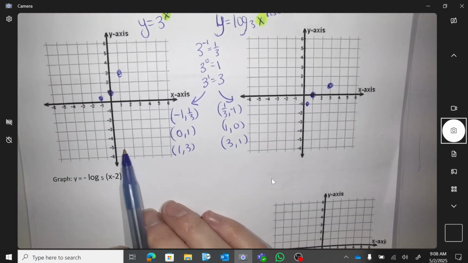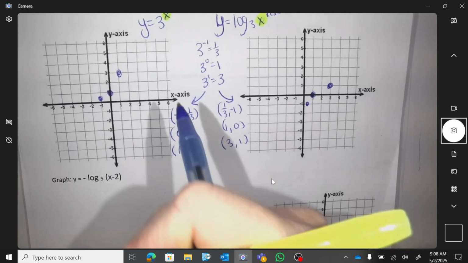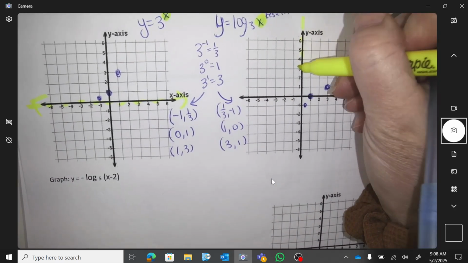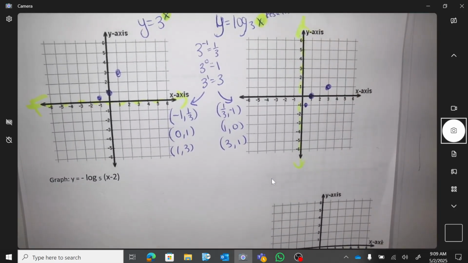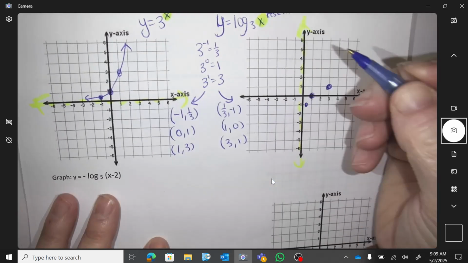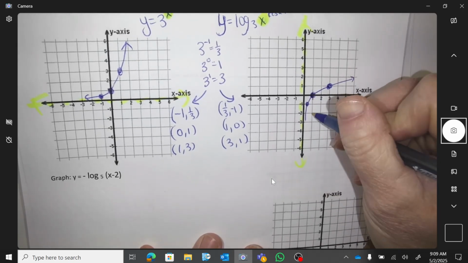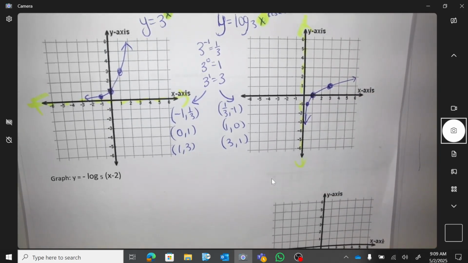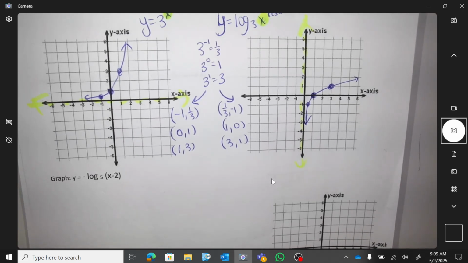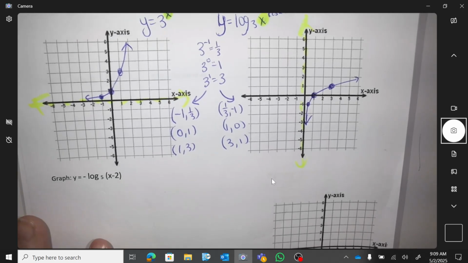Okay, exponential will have a horizontal asymptote. Log will have a vertical asymptote. The base is 3, so we will increase. Okay, so that's the foundation. Does that make sense?